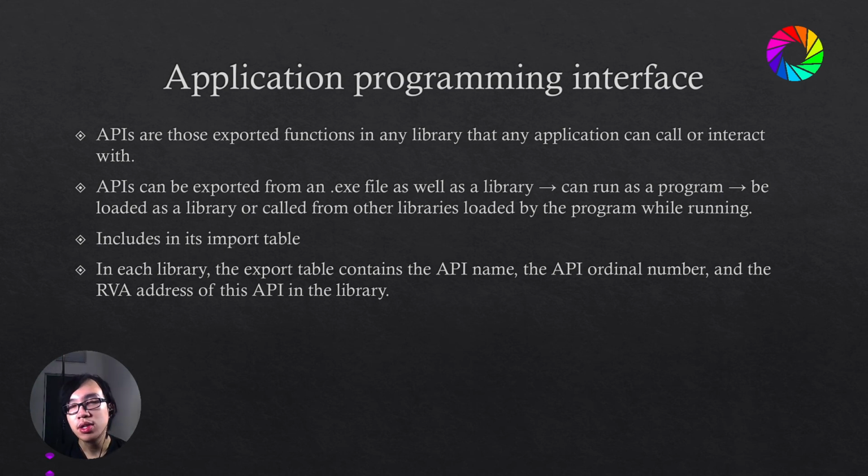Even though we say the APIs are just used for exported functions, right? The export table lists out the exported functions, right? But it also includes an import table to call some APIs from other libraries. In each library, the export table contains the API names, the API ordinal number, and the RVA address of this API in the library.